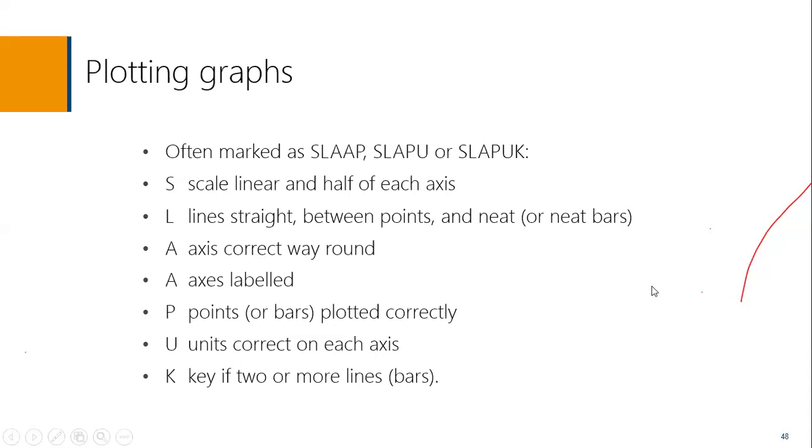If we come on to plotting graphs, again, another acronym. When you are showing students about drawing graphs, it is a good idea to, again, have this acronym. They need a scale. The lines need to be between the points and neat. The axis needs to be the correct way around. The axes need to be labeled. Points plotted correctly, units correct on each axis, and if you've got more than one line or bar, you need a key.